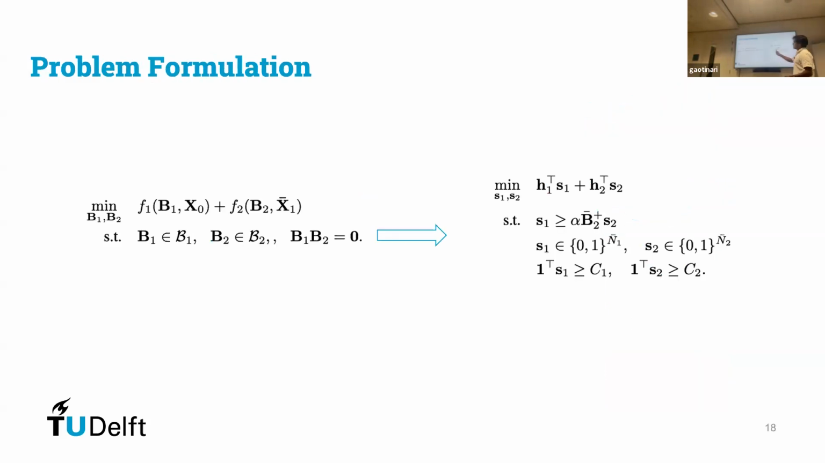And then we basically started with a general problem formulation, and now we filled in all the pieces. We have the smoothness measures for F1 and F2, and then we have the inclusion constraint in the form of S1 greater than alpha B2 S2. And then the rest is just bookkeeping. So S1, S2 are binary vectors, and then I have this minimum simplicity selected as well.